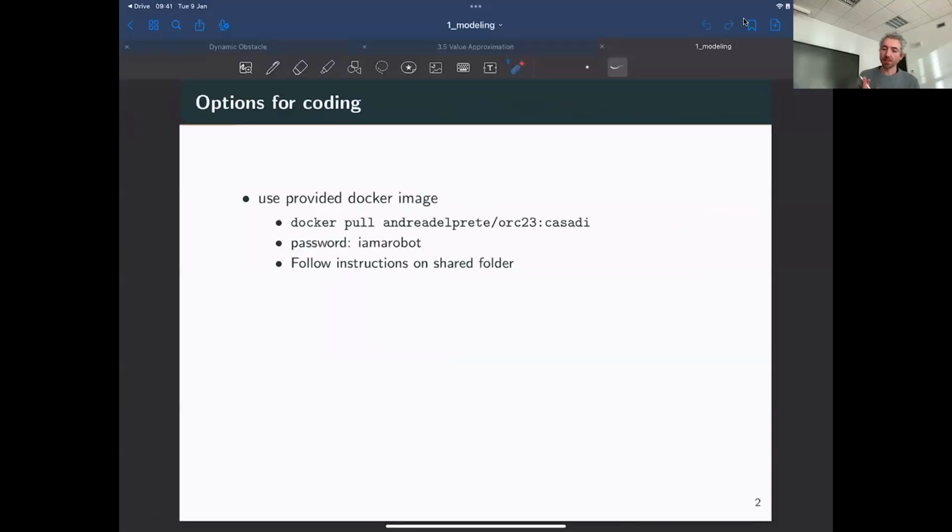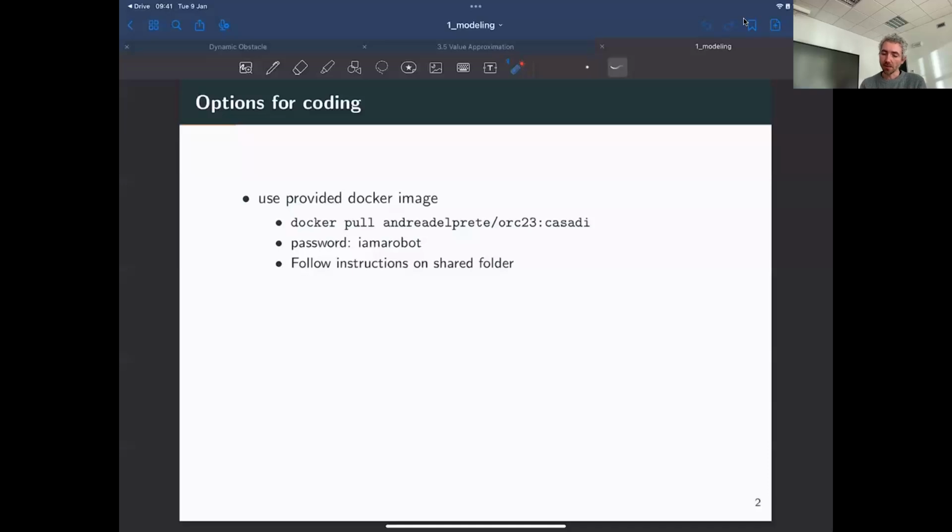Okay, let's discuss quickly how you would handle the coding part, because that's the most technically challenging, I would say. And I would like you to start preparing for the coding possibly today, because starting from tomorrow, we need to start coding, so you need to be ready.